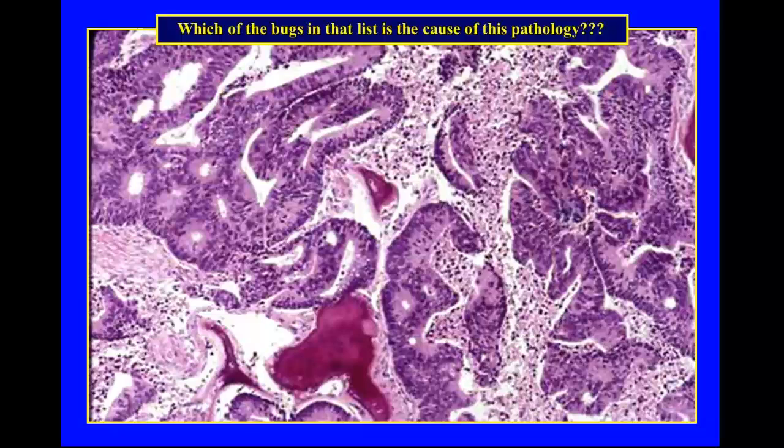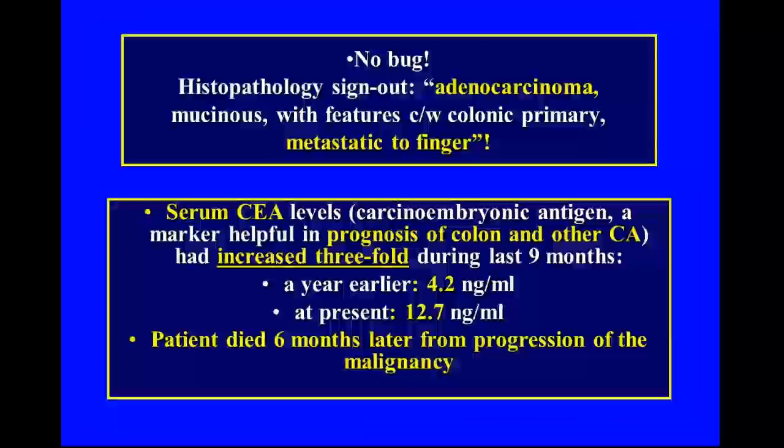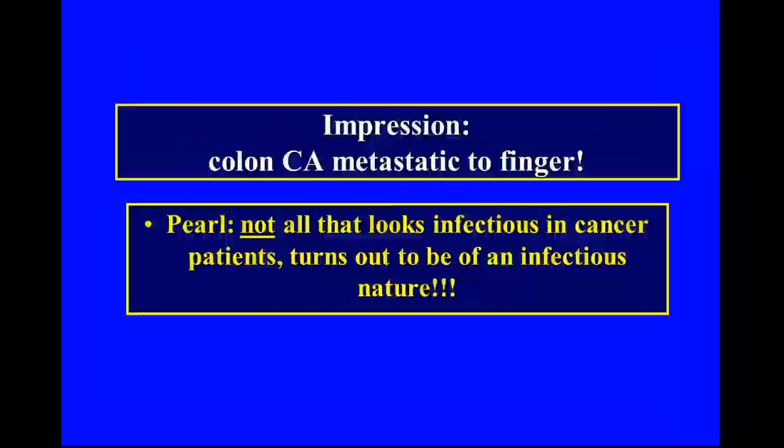That's your pathology. Which of the bugs in that list is the cause of this pathology? No bug. This is mucinous adenocarcinoma consistent with a colonic primary, metastatic to finger. Serum CEA levels increased threefold in as little as 9 months, 4.2 to 12.7, and clinically, the patient died 6 months later from progression of the malignancy. The impression, colon cancer metastatic to finger, and a new pearl: not all that looks infectious in a cancer patient turns out to be of an infectious nature.